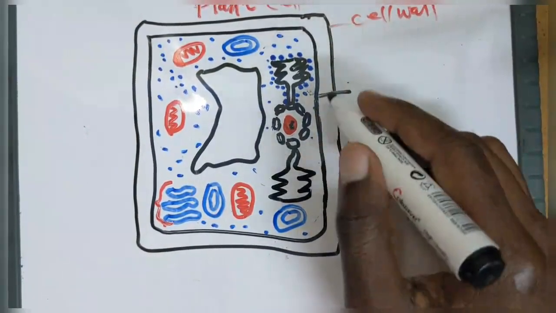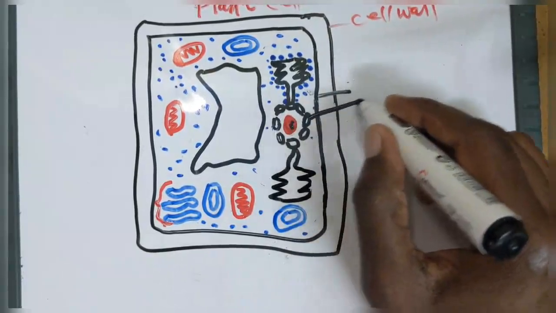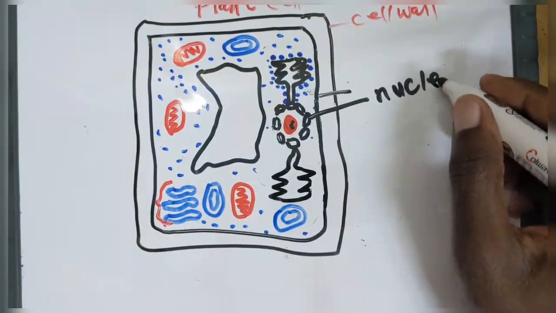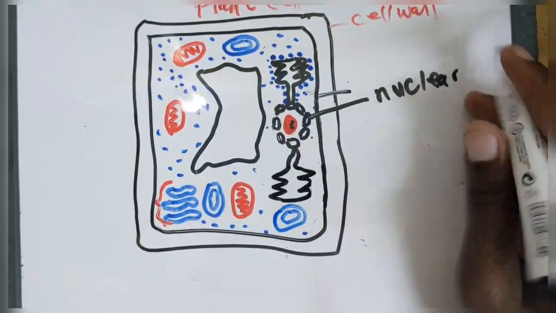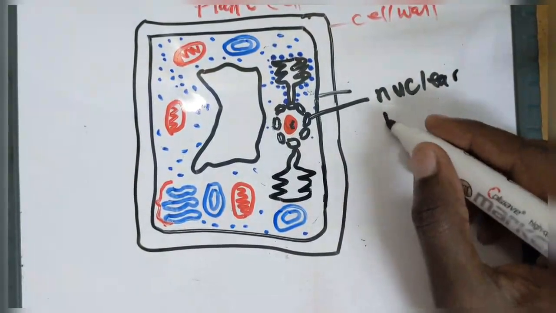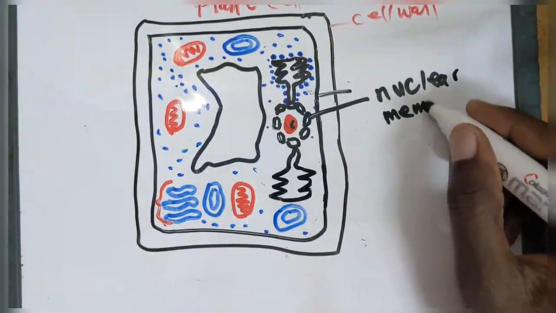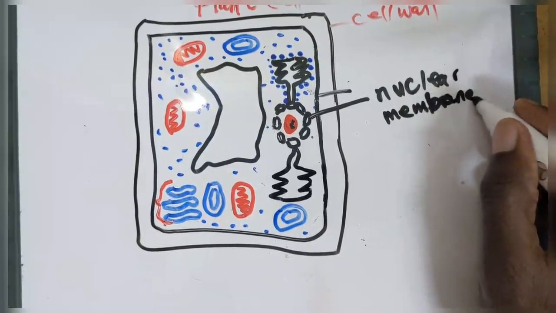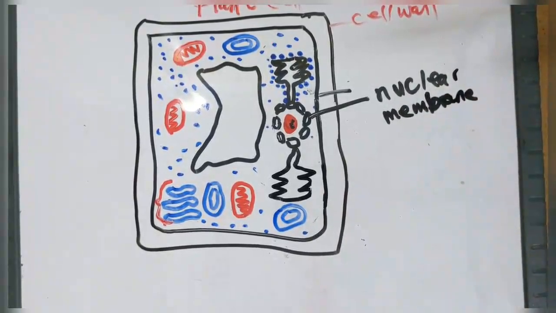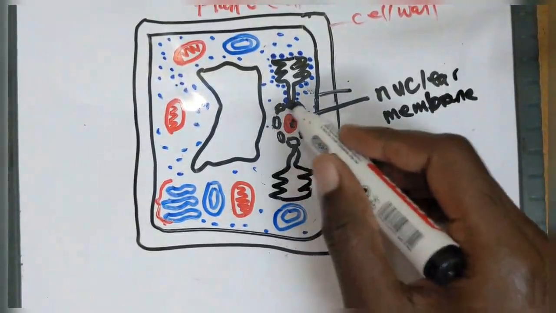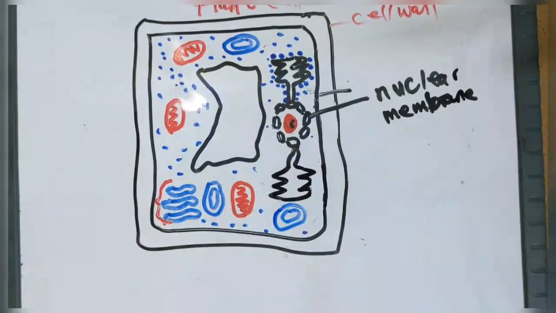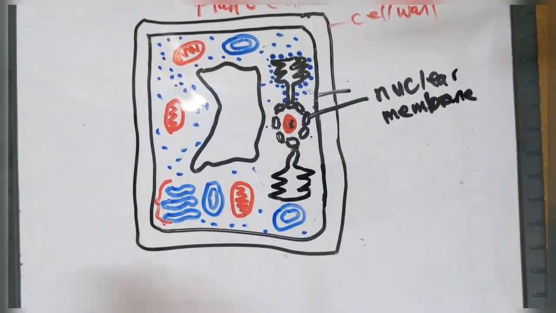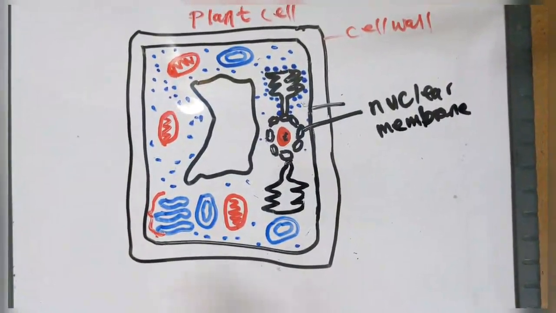So this part is called the nuclear membrane. I'm sure that is the spelling. This is the nuclear membrane. So the nucleus is protected by the nuclear membrane. So these are the parts of the nucleus.